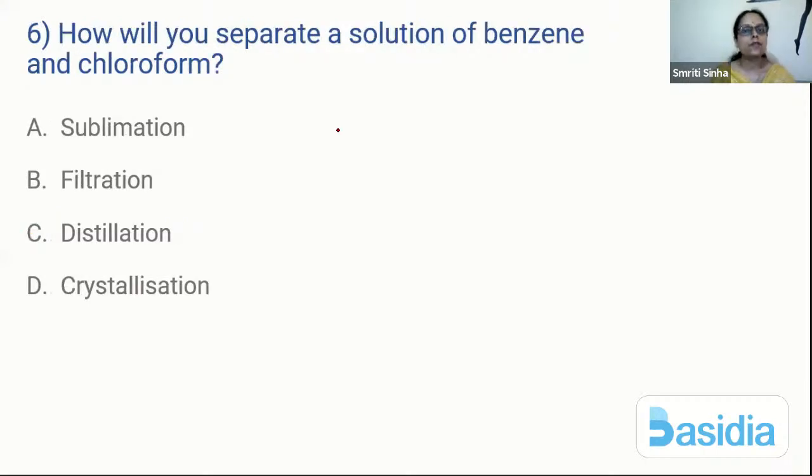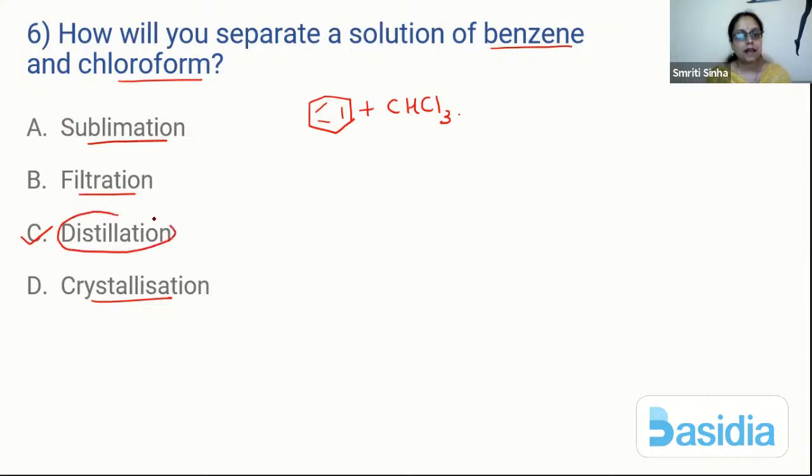Next, how will you separate a solution of benzene and chloroform? If I give you a mixture of benzene plus chloroform, how will you separate it out? Which technique will you use to separate this mixture? Your correct answer is distillation, because for sublimation you need solid. For filtration also you need some kind of solid, correct? For crystallization also you need solid. Only distillation is there where benzene and chloroform, both liquids, can be purified or separated from each other.